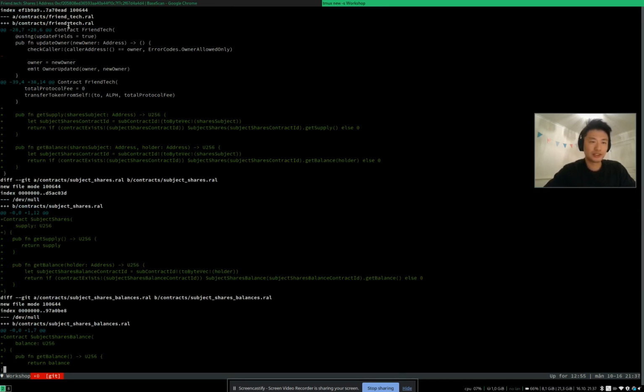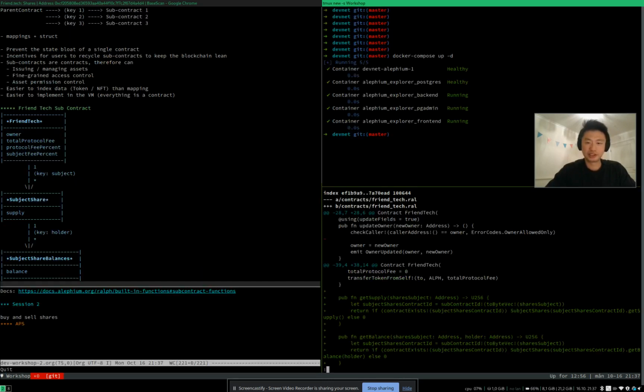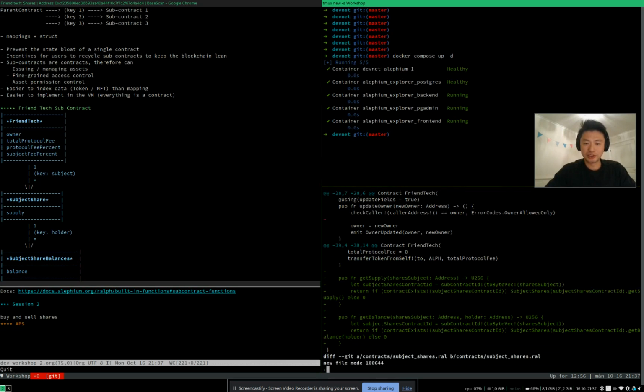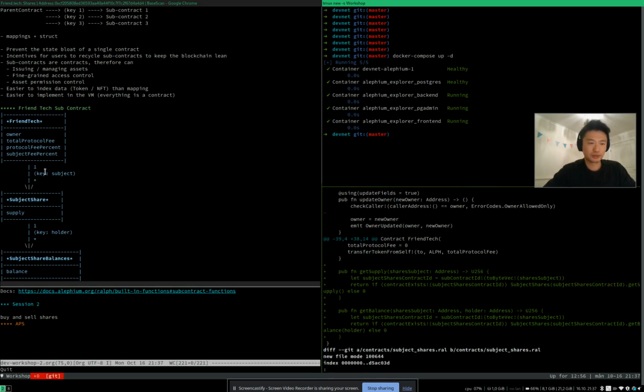And then in the Friend.Tech smart contract, we have also introduced two functions. One is get supply, one is get balance. For get supply, it's kind of similar. We check for this subject whether this subcontract exists. Because if it doesn't exist, then the total supply of the subject is 0, right? If it does exist, then we can just return the supply.